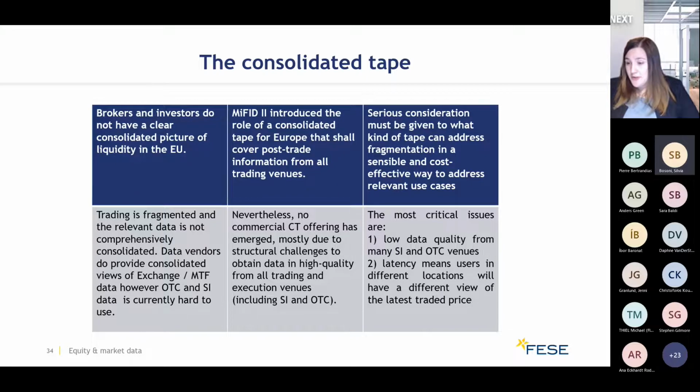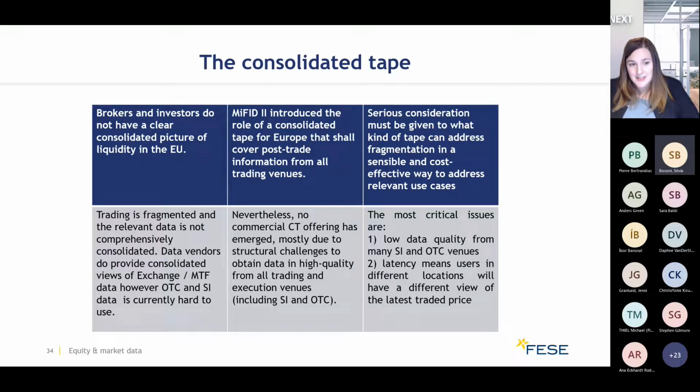And what will you see? The most critical issue is solving the low quality of data. That's a widely agreed-upon challenge. I think almost every market participant agrees that that needs to be improved. And then one thing to consider when you build a CT is the latency. Latency is the speed with which you see the data. Latency already occurs when you have to travel some geographical distance. So the bigger the distance is, the more latency you will have, so you will actually see the data less soon.